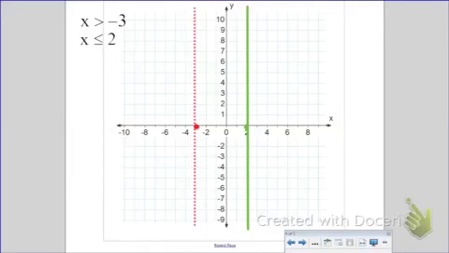Now let's look at the shading. I need to go greater than negative 3 and less than 2. Greater than negative 3 would be going to the right. Less than 2 would be going to the left. And so the area that I'm going to shade in is the area right between them. This is the common area.